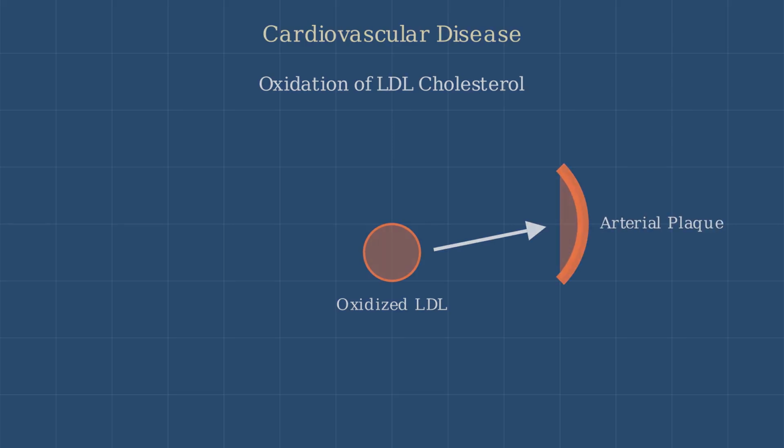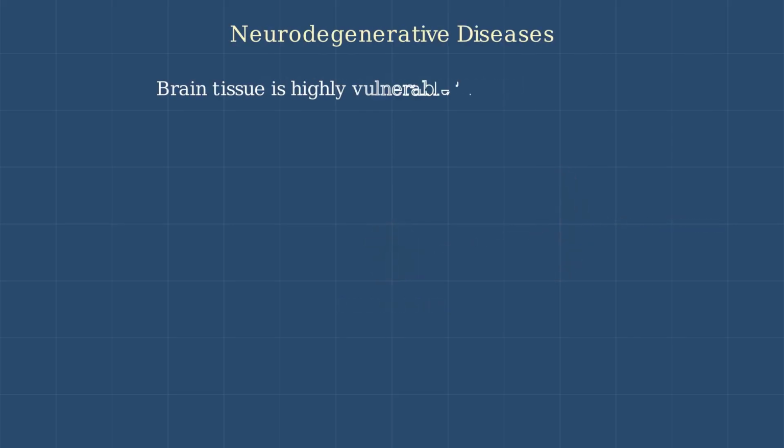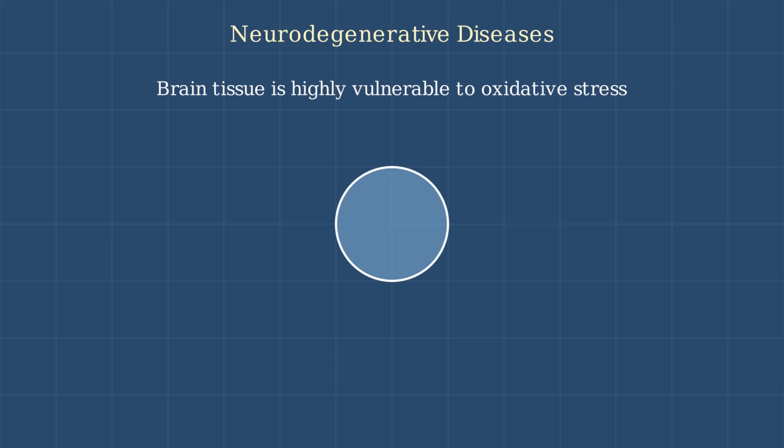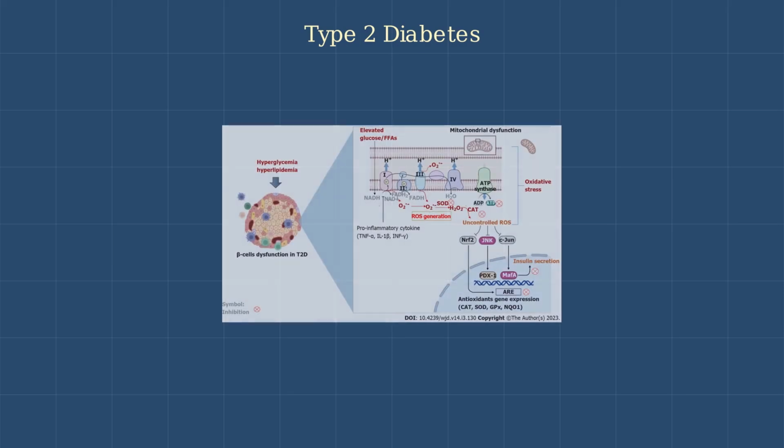Neurodegenerative diseases like Alzheimer's and Parkinson's are linked to oxidative stress in brain tissue. The brain is particularly vulnerable due to its high oxygen consumption and limited antioxidant capacity. In type 2 diabetes, free radicals damage pancreatic beta cells that produce insulin. Hyperglycemia and hyperlipidemia increase ROS generation, causing oxidative stress that impairs insulin secretion.